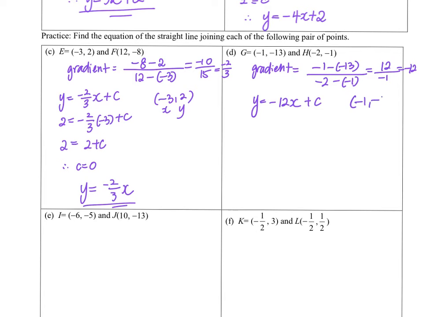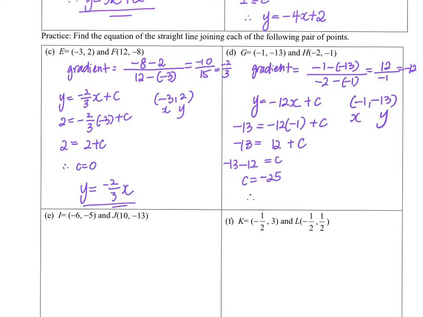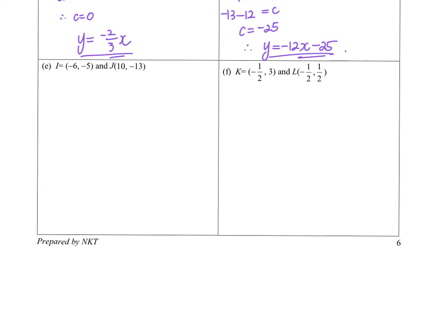Choosing any one point. So x is negative 1, y is negative 13. So negative 13 equals negative 12 times negative 1 plus c. Negative 13 equals positive 12 plus c. c equals negative 13 minus 12. c equals negative 25. Therefore, the equation is y equals negative 12x minus 25. Have you gotten the answer? Now let's try the remaining questions on your own.